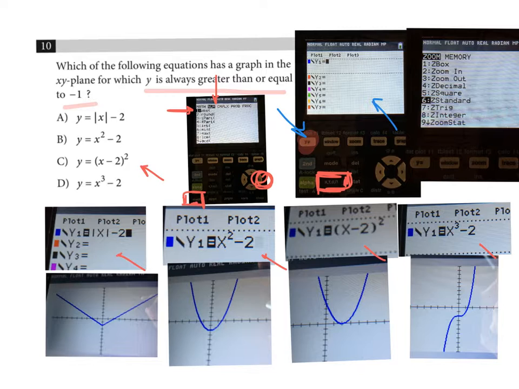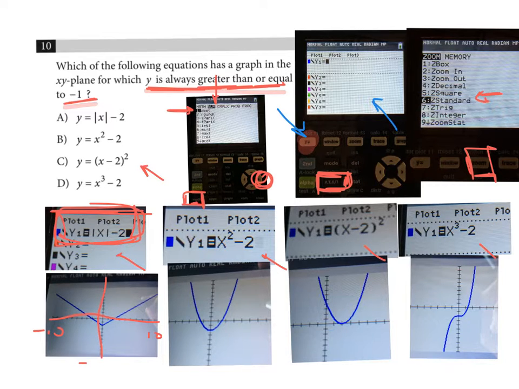But what you're going to be doing is graphing all 4 of these equations and then looking to see which of them has y always greater than or equal to -1. So when you enter your equation, for example for the first one, absolute value of x minus 2, the way you graph is you type your equation in as you see it, and then you press zoom, and then the number 6 for zoom standard. What that does is it gives you what we call in math a standard view of the graph, going from -10 to +10 on the x-axis, and going from -10 to +10 on the y-axis. That's called the standard view.